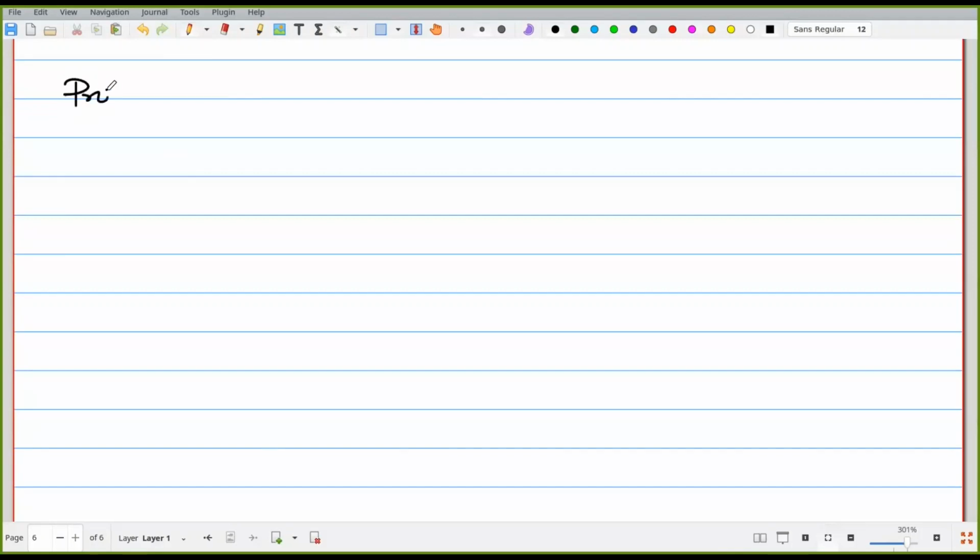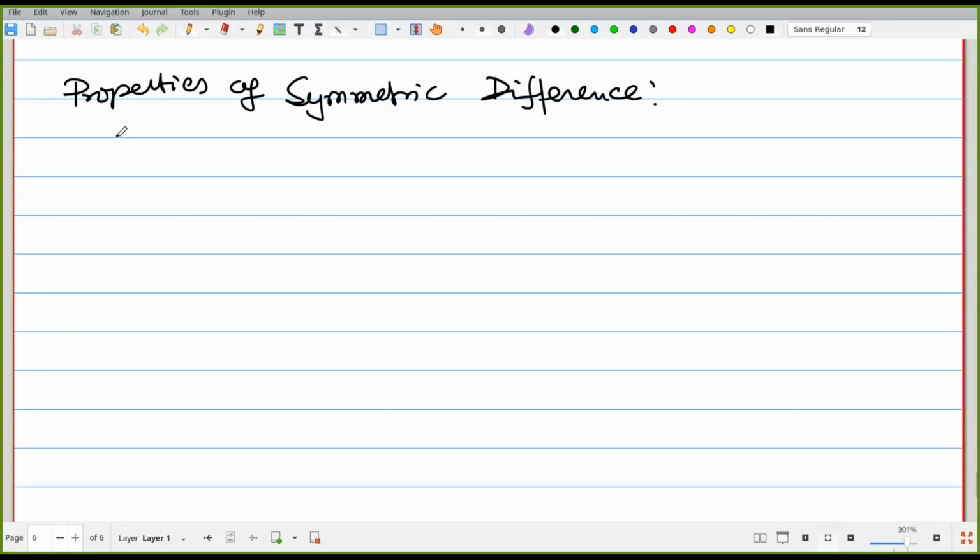What are the properties of symmetric difference? Symmetric difference properties are A symmetric difference phi is equal to A, and also A symmetric difference A is equal to phi. That means with the null set, symmetric difference gives us A, and with the same set, gives us the null set.